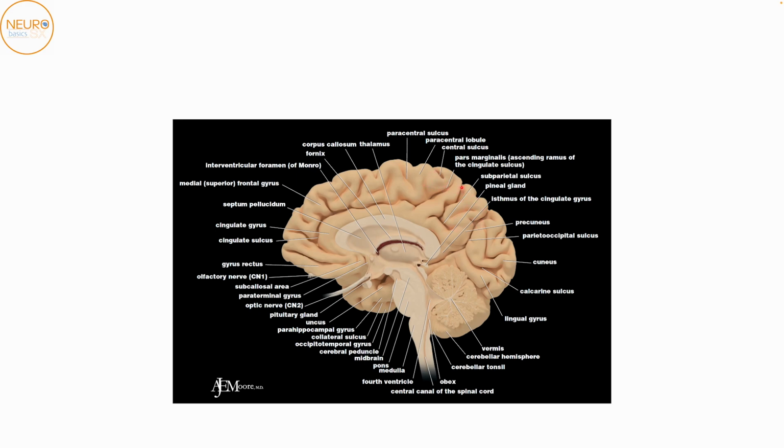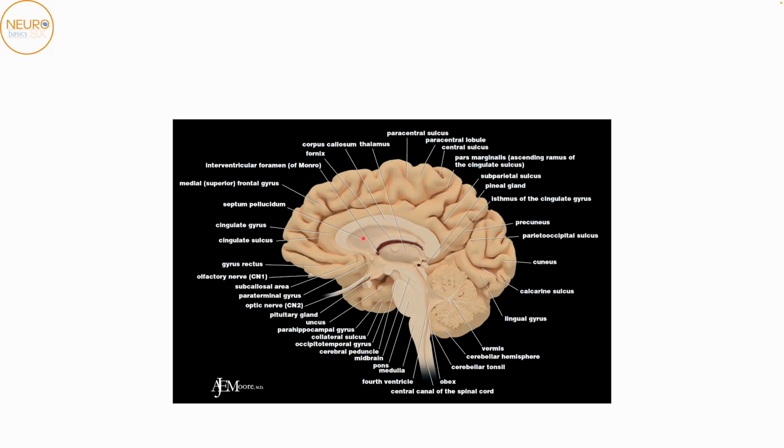Behind that, you have the precuneus, and below the calcarine sulcus, you have the cuneus, which is part of the occipital lobe. An important structure on the medial surface is this calcarine sulcus. Apart from that, also the pars marginalis, which is the upturned border of the cingulate sulcus. So you have the cingulate sulcus over here, which turns up and forms the pars marginalis. Below that, you have the cingulate gyrus over here, below which you get the corpus callosum.